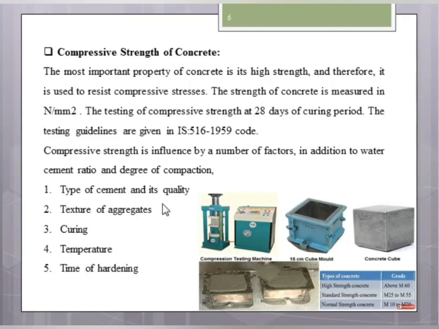This we have also studied in an earlier chapter, how the texture and shape of aggregate affect the property of the concrete. Then the curing parameter. Curing is also a factor affecting your compressive strength.